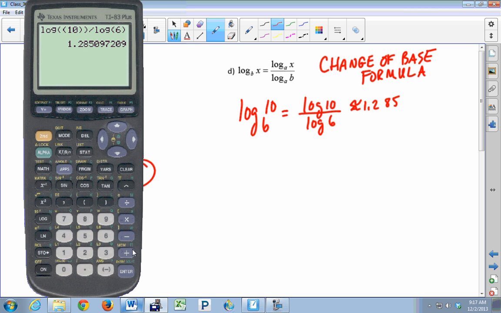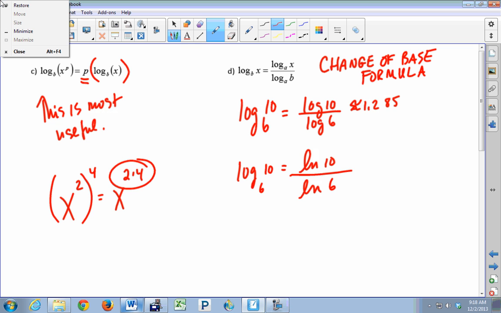Now, it doesn't matter what base you use. That's the interesting thing. You can also say that log base 6 of 10 is equal to the natural log of 10 divided by the natural log of 6. It doesn't matter whether you use common logs or you use natural logs. So let's try that one. Natural log of 10 divided by the natural log of 6.